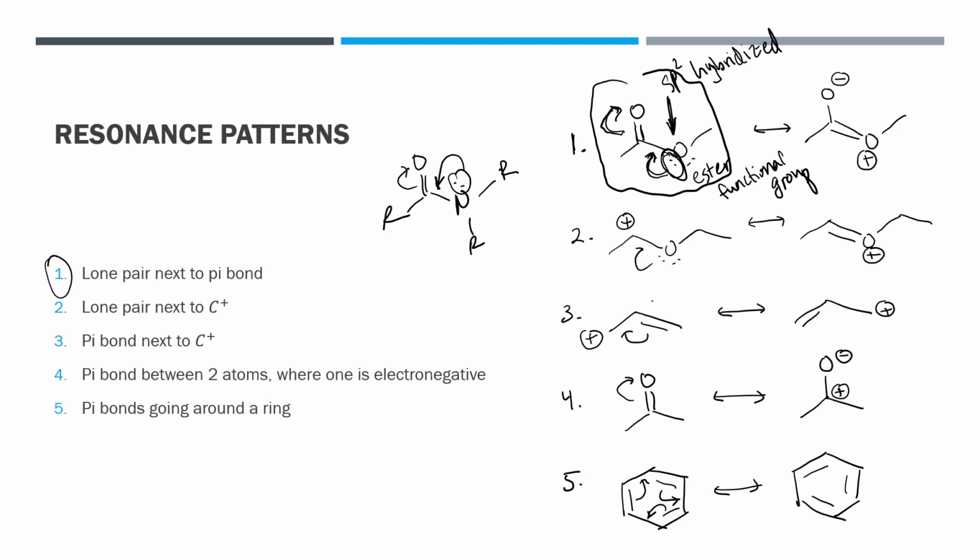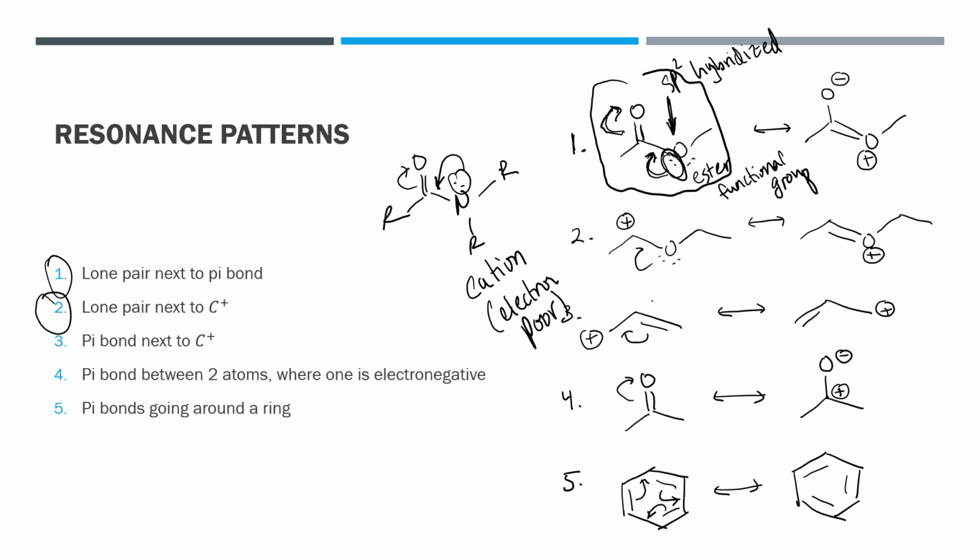Because remember that the delocalized lone pair is in a p orbital and not in an sp2 or sp3 orbital. The next pattern is when we have a lone pair next to a carbocation. And what is a carbocation? I'll talk more about this in a future video. A carbocation is just an electron deficient carbon, right? It's a cation. So it's electron poor, right?